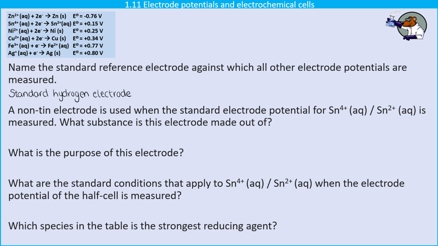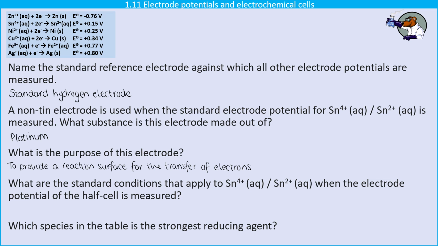So next we're told that this person is wanting to measure the standard electrode potential for this half cell that contains tin 4+ and tin 2+, but they're not using a solid tin electrode. So this is a classic example of a redox half cell, and so we're going to have a solid electrode that is made out of platinum. And the purpose of that electrode is to provide a reaction surface so that there is somewhere that the electrons can be transferred.